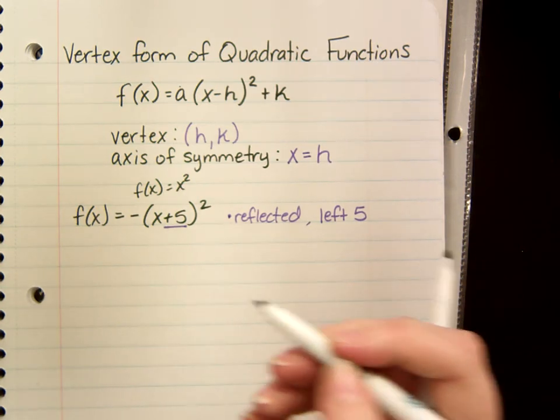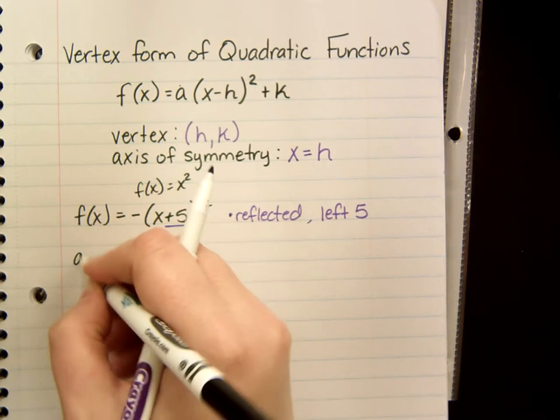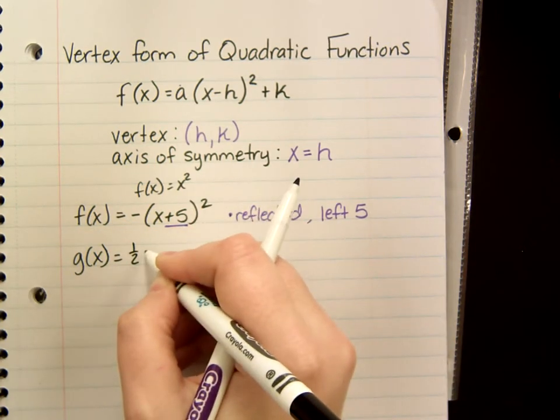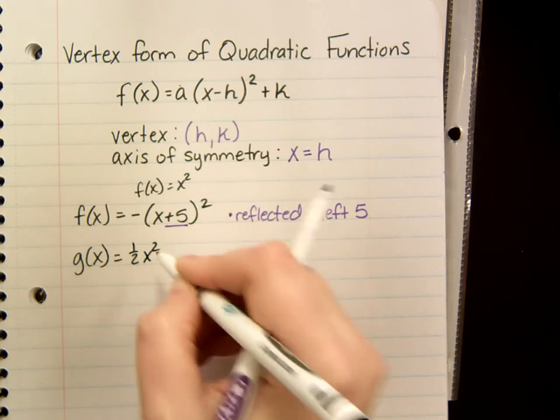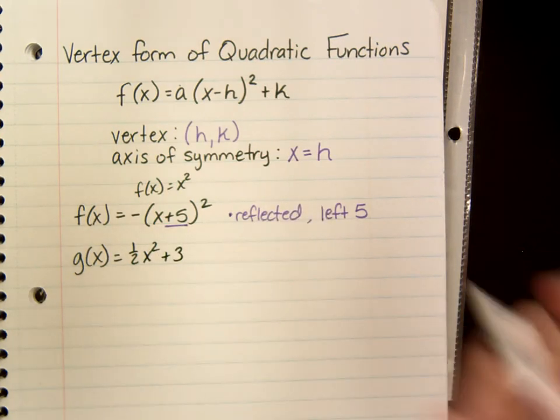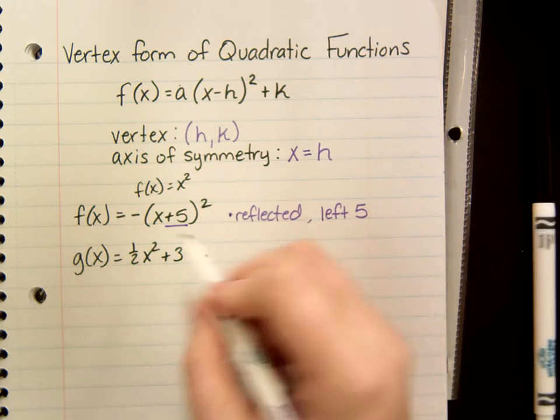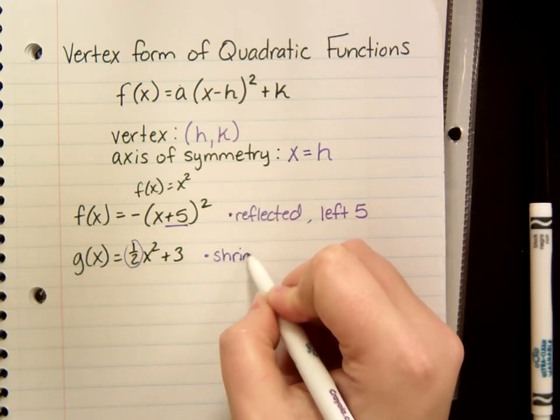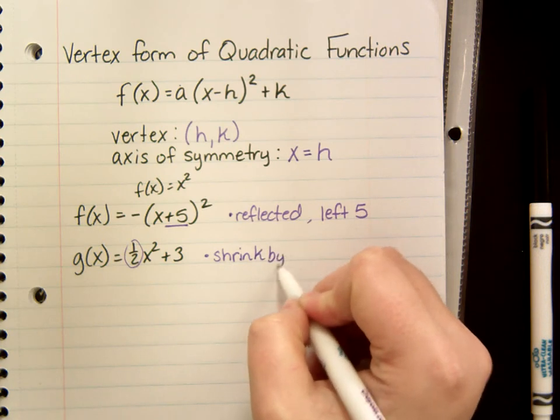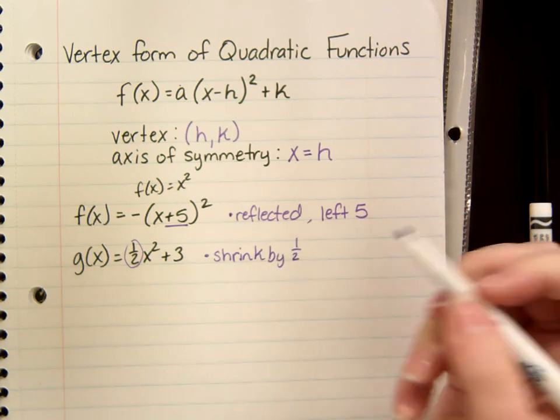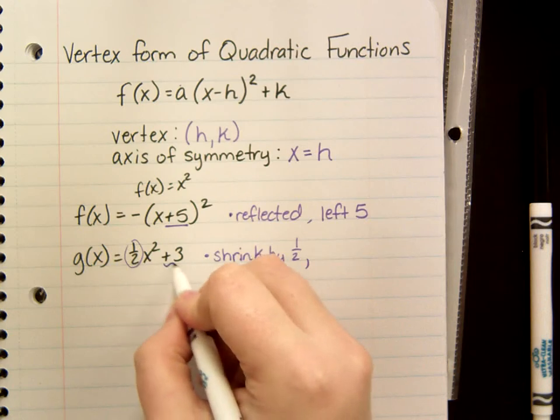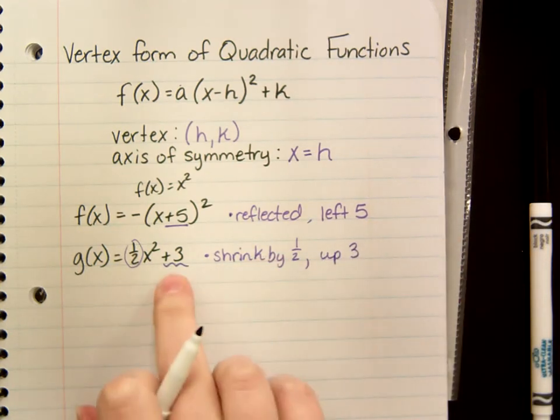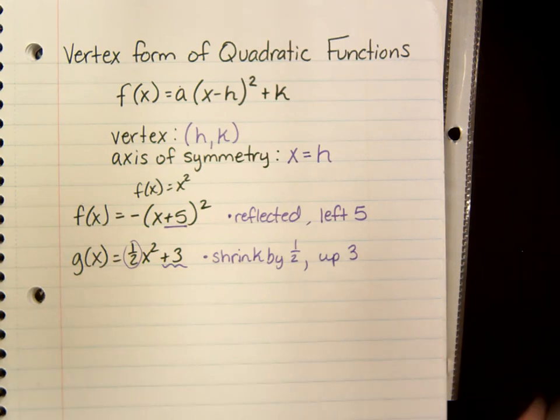Or let's take f of x equals 1/2 x squared plus 3. This tells me right here that it was a vertical shrink by a factor of 1/2, which means it's twice as flat. And this tells me it moved up 3. And it's vertical because it's on the outside of the x squared.